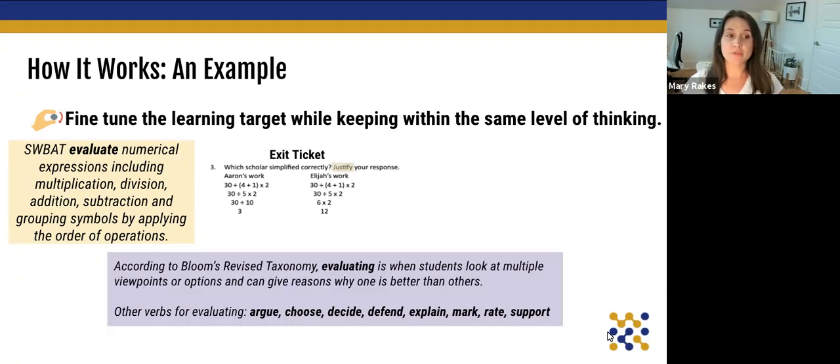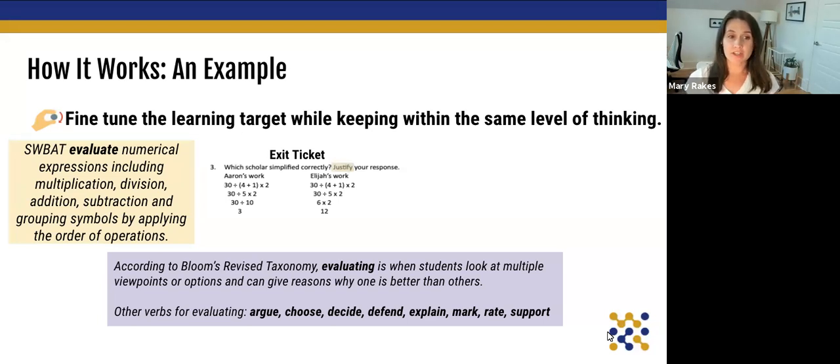Well, according to Bloom's revised taxonomy, evaluating is when students look at multiple viewpoints or options and can give reasons why one is better than the other. So I'm definitely going to have my students evaluating 2 different pieces. So I'm going to still keep that in there. And we want them to show their reasons.